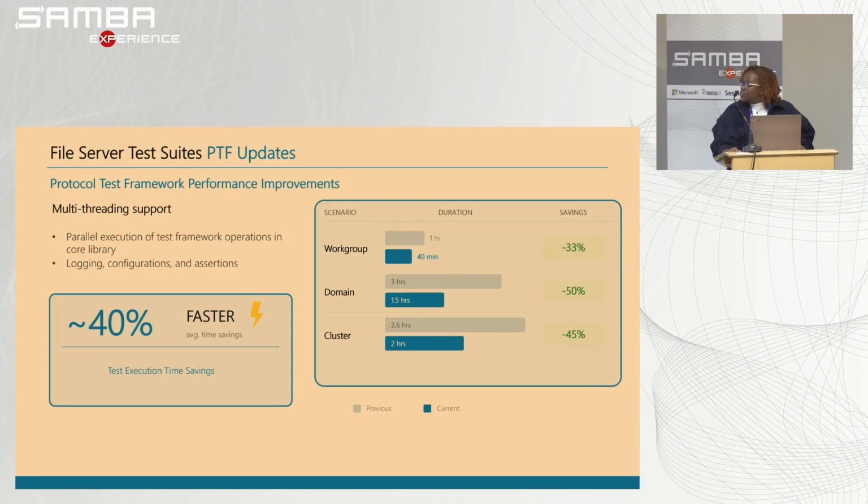The numbers speak for themselves. They're on the chart. But the standout is the domain environment, which we cut from a 3-hour test run on average down to about 1.5 hours. To put this in real terms, if you're running nightly builds, that's 1.5 hours of pipeline time back to you. Over a week, that's about 10.5 hours saved.